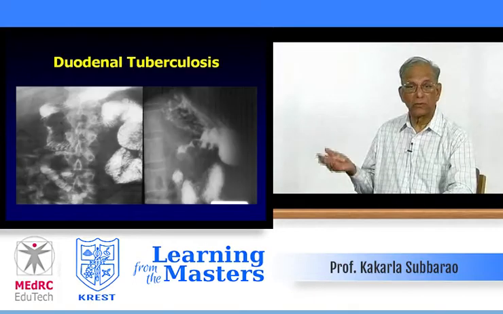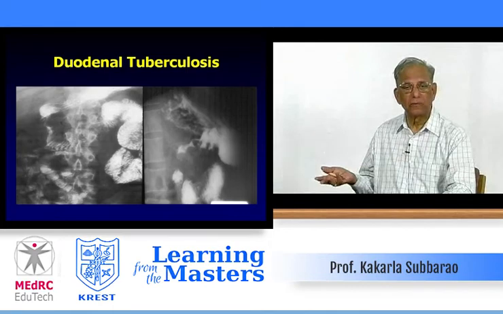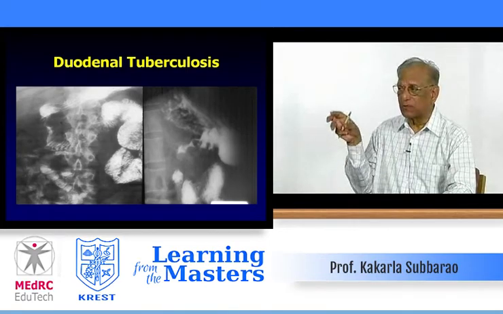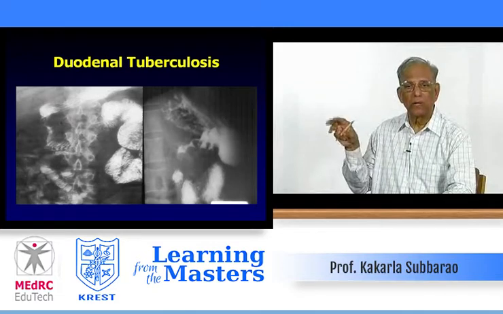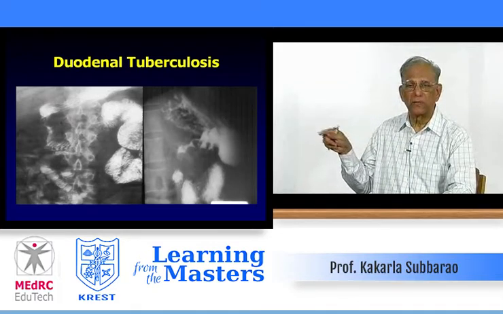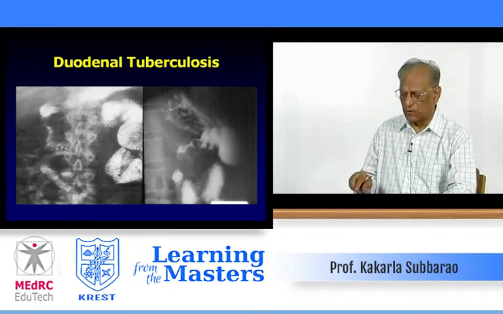Now gastric tuberculosis is also known, but is not that common, whereas duodenal tuberculosis is more common, because the lymph nodes near the duodenal loop are over the pancreatic head, producing non-specific changes in the duodenum. This is duodenal tuberculosis.